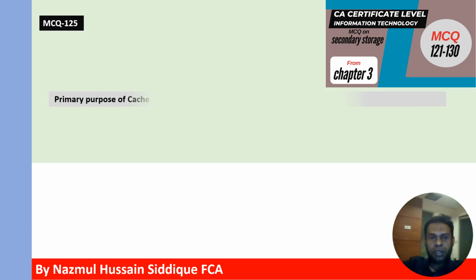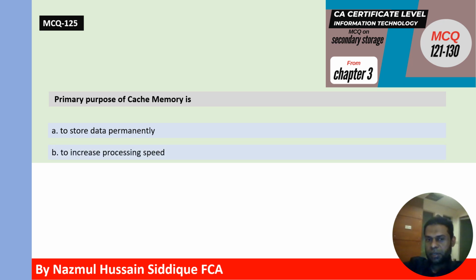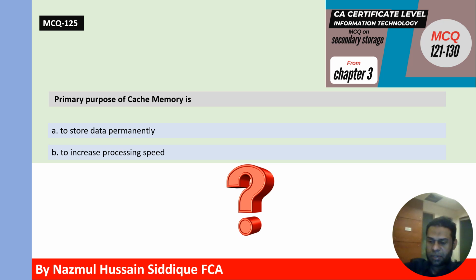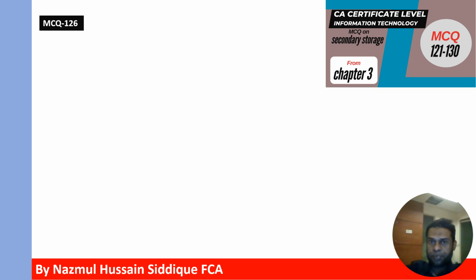Question 125. Primary purpose of cache memory is option A, to store data permanently. Option B, to increase processing speed. Which one is the correct answer? To store data permanently or to increase processing speed, which one is the primary purpose of cache memory? The primary purpose of cache memory is to increase processing speed, so the correct answer is option B.